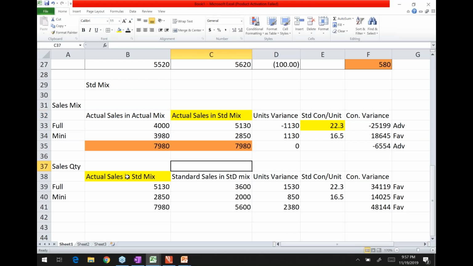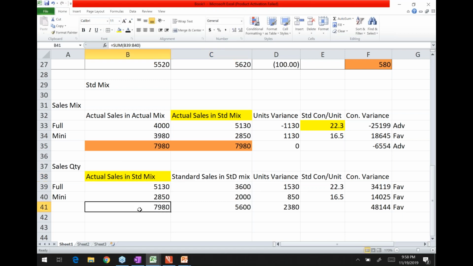Now coming towards quantity, it's simple. See what is the common thing between these two. The common thing is the standard mix. So this means the difference is not because of mix, because mix is common in both. So the difference is because of what? Actual sales in terms of quantity versus standard sales in terms of quantity.